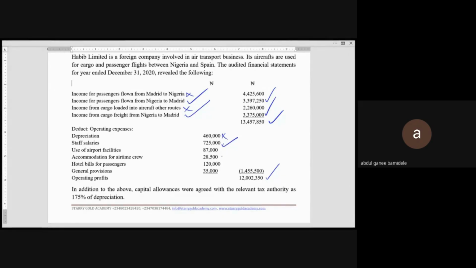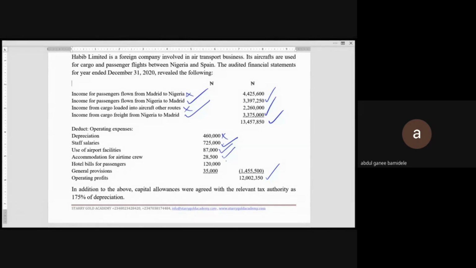Use of airport facilities. Is it disallowable or allowable? It is allowable, because they didn't specify whether it is private use or public use. Accommodation for crew, is it airport crew or aircraft crew? I think it should be for aircraft crew. So this should be allowable.